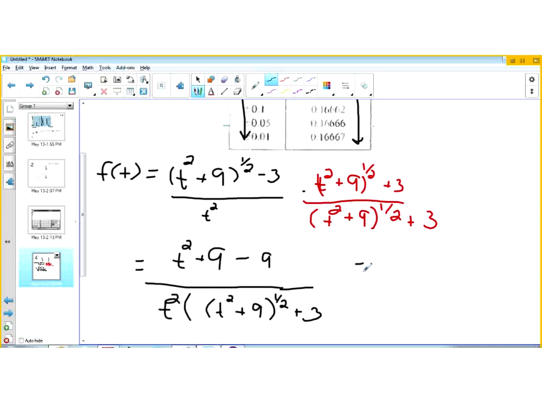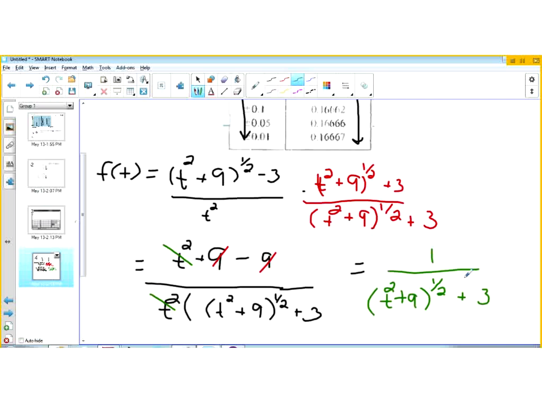All right, so we're left with that. And then we can simplify the numerators. Well, the 9's cancel, right? So the 9's cancel, and then when the 9's cancel, the t squareds would correspondingly cancel as well. So after we cancel the 9's, we can cancel the t squareds, and then we're left with 1 divided by t squared plus 9 to the 1/2 plus 3.